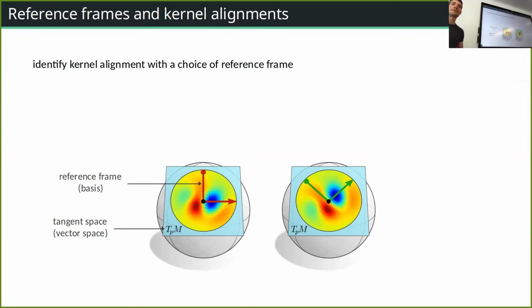And to formalize this mathematically, what we are doing is we identify the alignment of a kernel on a tangent space with a choice of local reference frame. So at each point P of the manifold, we have a tangent space which is called T_P M, and these are vector spaces, and usually they don't come with a canonical choice of reference frame, but we have to choose one, and if we choose, for instance, these two frames which are rotated relative to each other, then we get accordingly rotated kernels. So instead of thinking about kernels, we can treat it mathematically as a choice of frame.